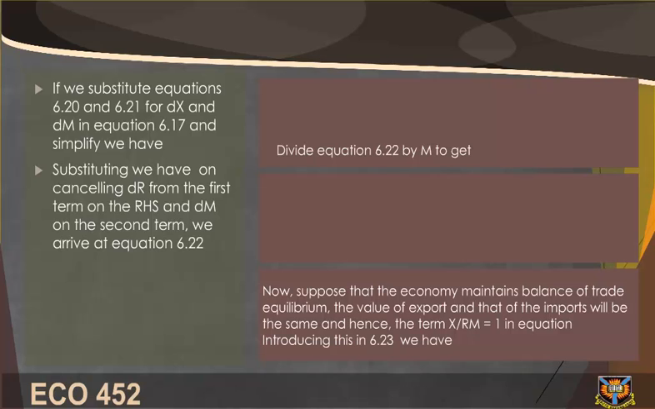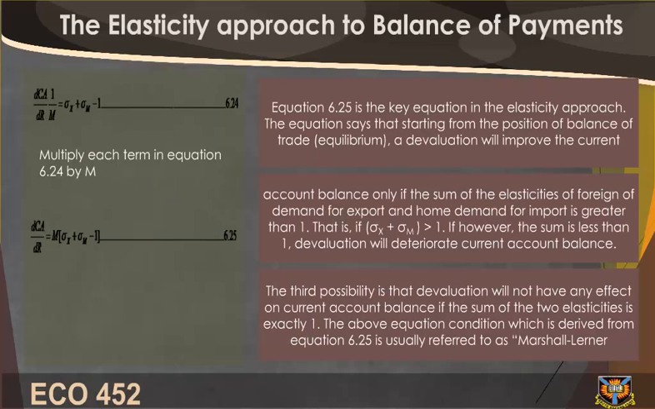Introducing this in 6.23, we multiply each term in equation 6.24 by m. Equation 6.25 is the key equation in the elasticity approach. The equation says that starting from the position of balance of trade equilibrium, a devaluation will improve the current account balance only if the sum of the elasticities of foreign demand for export and home demand for import is greater than 1. That is, if Gx plus Gm is greater than 1.